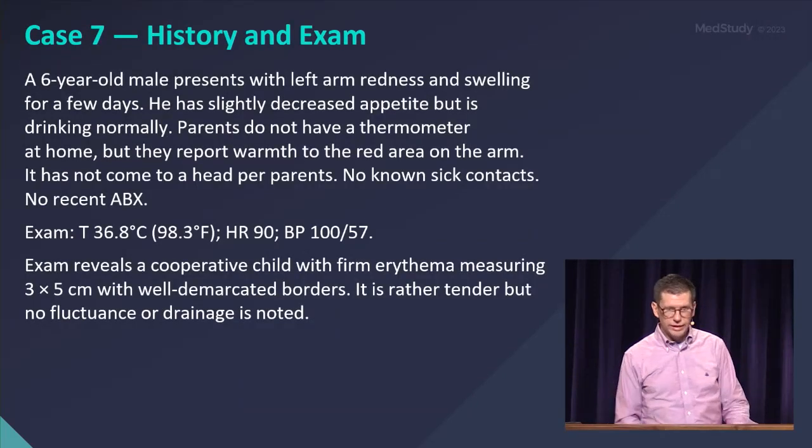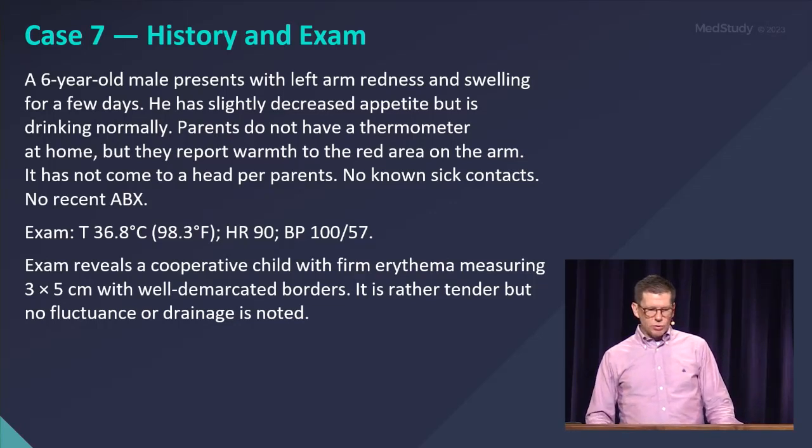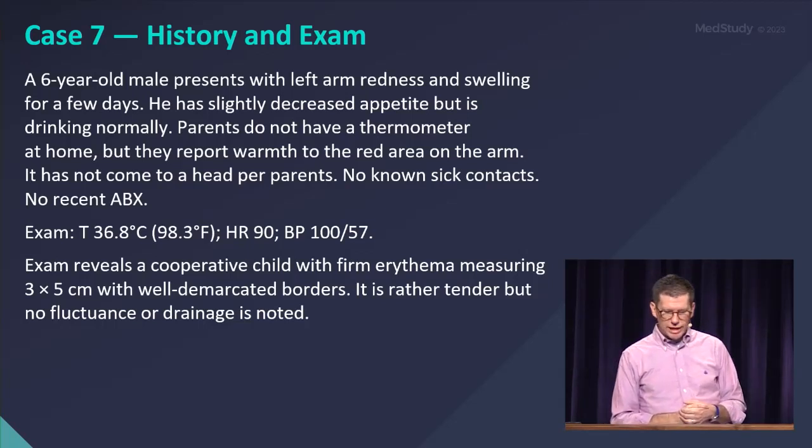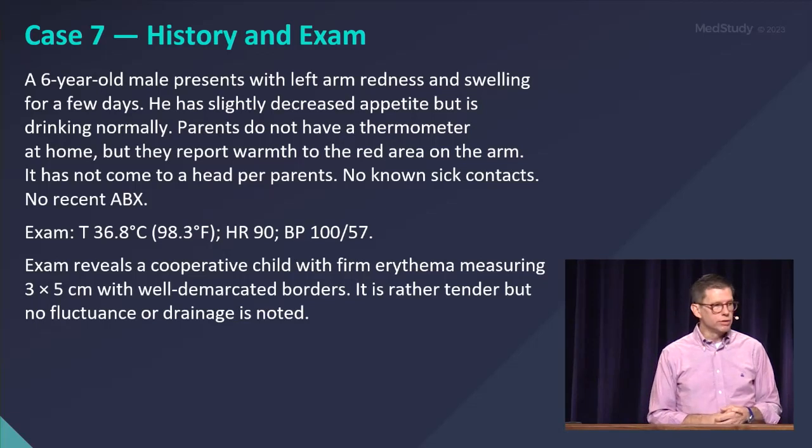All right, we'll go to case 7. A 6-year-old male presents with left arm redness and swelling for a few days, slight decreased appetite, but is drinking normal. Parents do not have a thermometer at home, but they do report he is warm to the red area on the arm. It has not come to a head per parent. There are no sick contacts, no recent antibiotics.